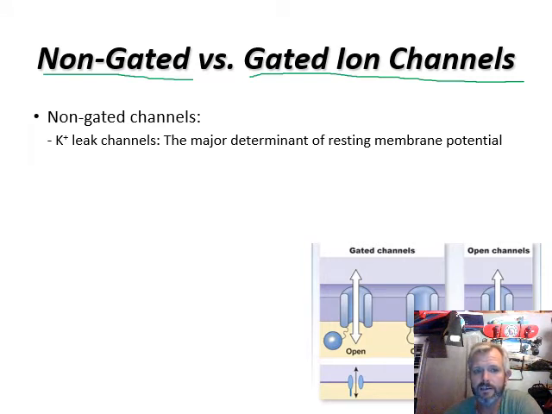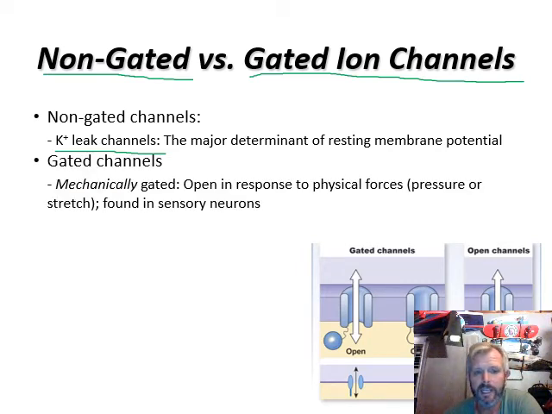Like I said, non-gated leak channels, more of the potassium than the sodium ones, are always open, always allowing ions to leak. Whereas our gated channels, we can open mechanically. We're going to see this later on, more with the sensory nervous system. If we mechanically open up more sodium channels, what do you think would happen? Here's our resting membrane potential. It would go more positive, a depolarization.